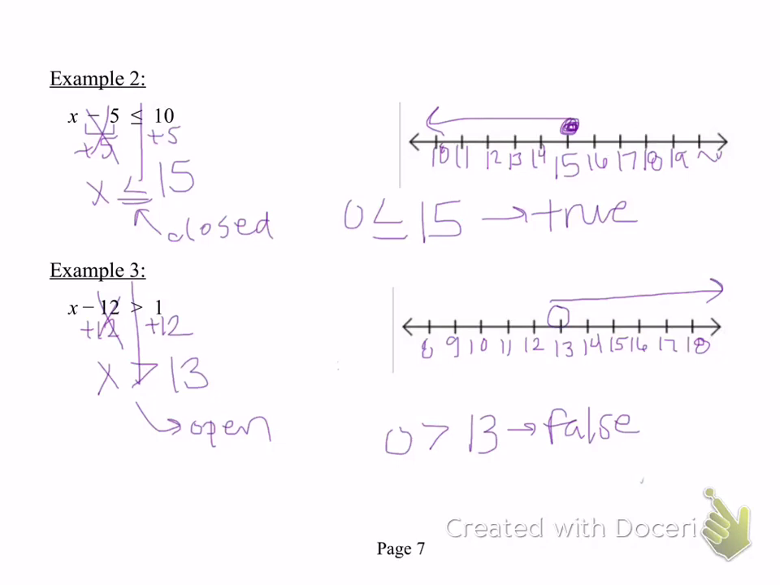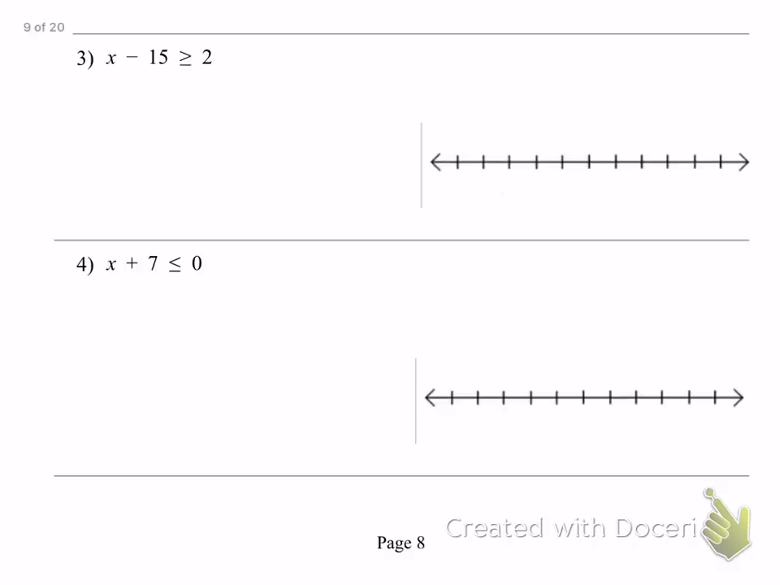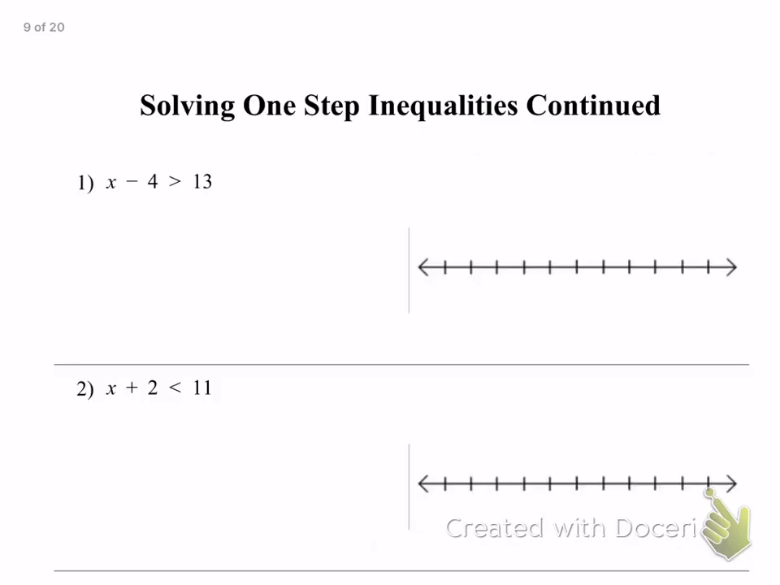All right, so we finished our 3 examples. Now let's move on to our other 4. So we have to move over that 4. So add 4 on both sides. You'll see that these will cancel out. So you have x is greater than 17.